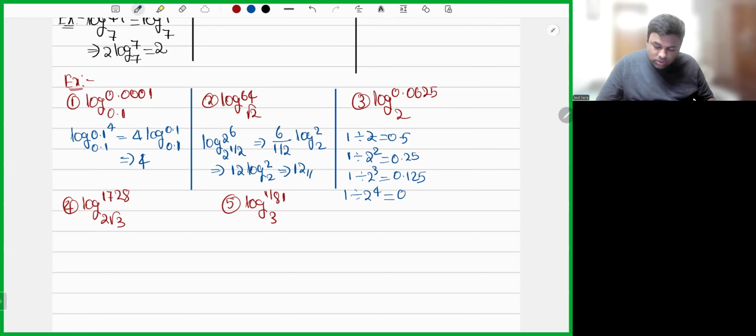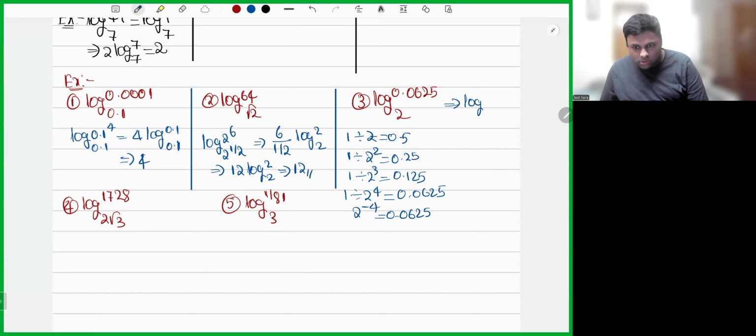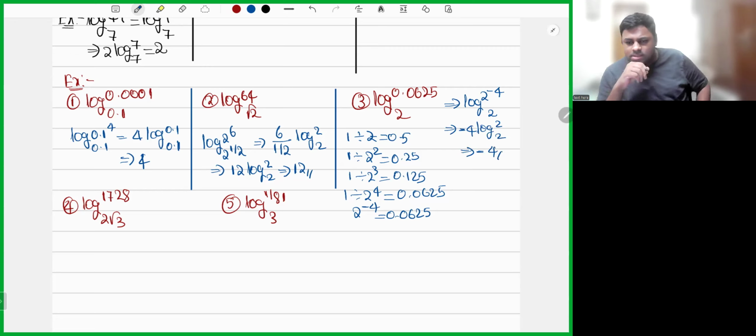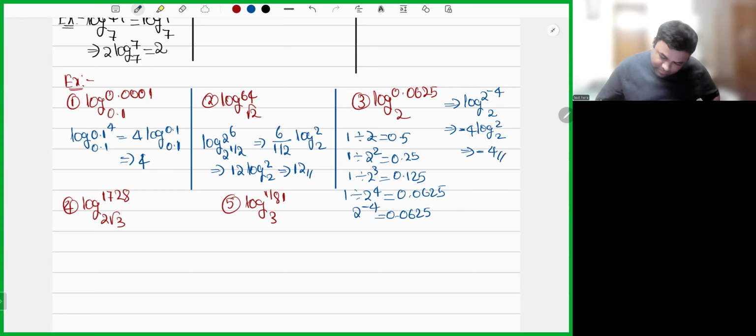The same way, 1 divided by 2 power 4 is 0.0625. So this is, my dear friends, log 1 divided by 2 power 4. Can I write 2 power minus 4 is equal to 0.0625? Yes, sir, you can write 2 power minus 4 as 0.0625. So log 2 power minus 4 to the base 2. So minus 4 log 2 base 2. What is log 2 base 2? Obviously, sir, 1. So what is the answer? Answer is minus 4. Simple.